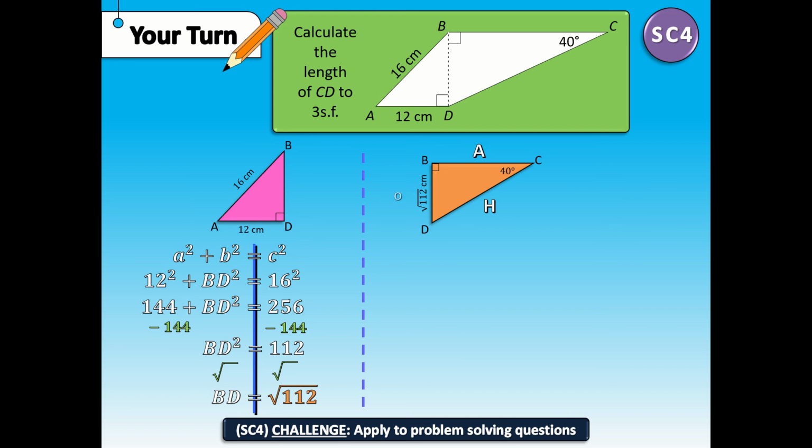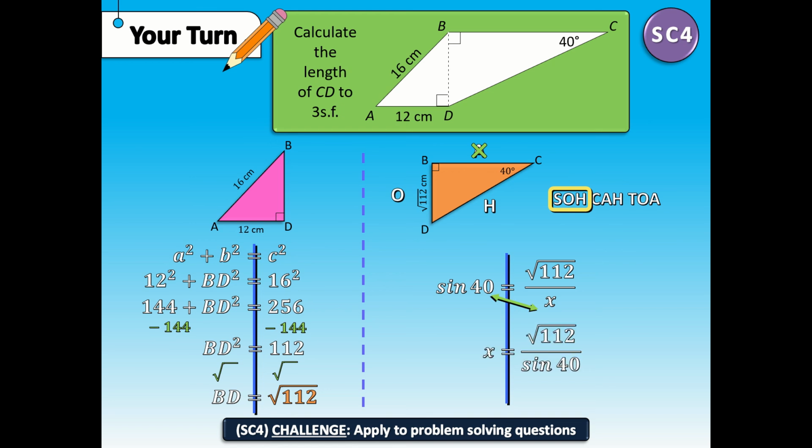I'll label up my sides. I'm trying to find H, and I've got O, so I'm going to use SOH. So sine 40 equals square root of 112 over x. So I need to swap those round. So x equals square root of 112 over sine 40, which means that x is 16.5 centimeters. So CD is 16.5 centimeters.